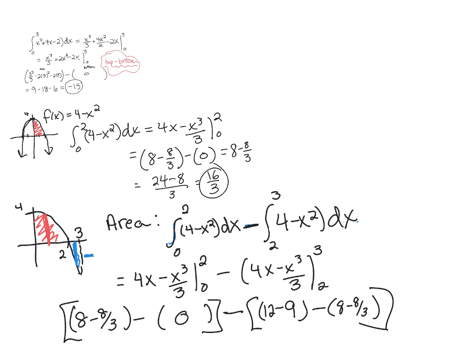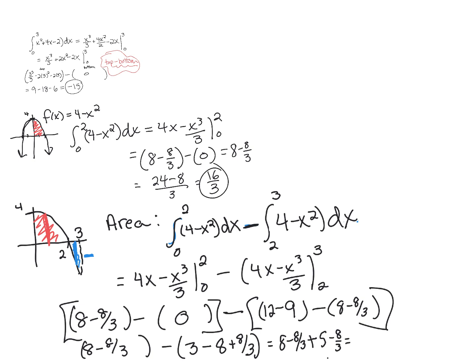So, all right. So, we have 8 minus 8/3 minus 0. And then that's in the first thing. In the second thing, 12 minus 9 is 3. Minus, I'm going to distribute that minus back here. I get minus 8 plus 8/3 because it's minus a negative. So 8 minus 8/3 minus a negative, 3 minus 8 is 5, and then minus 8/3.